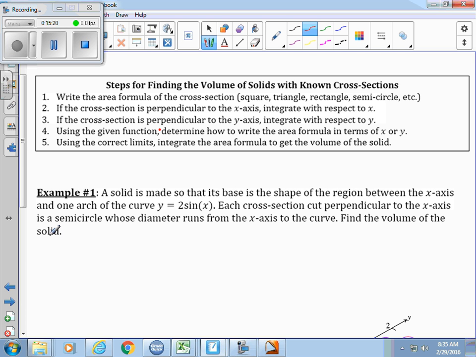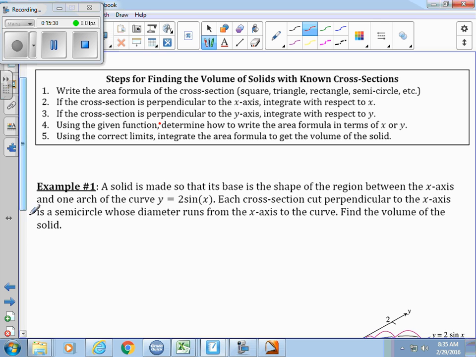A solid is made up so that the base of the region between the x-axis and one arch of the curve is y equals 2 sine of x. Just for fun, I'm going to draw that. Would you agree that that's what y equals 2 sine of x looks like? The height's 2. And it's one arch of that.